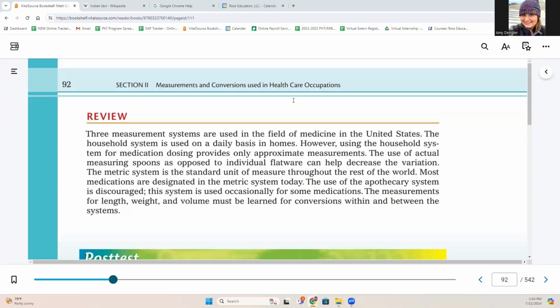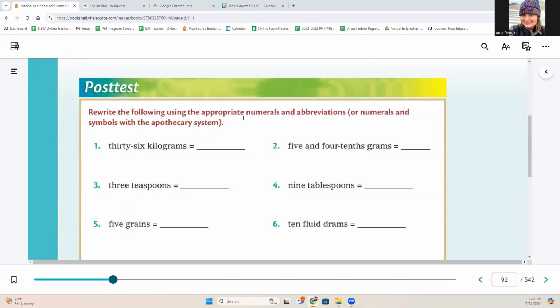The metric system is the standard unit of measure throughout the rest of the world. Most medications are designated in the metric system today. The use of the apothecary system is discouraged. This system is used occasionally for some medications. The measurements for length, weight, and volume must be learned for conversions within and between the systems. And we will do a mix of the post-test questions since there are no examples in this chapter.